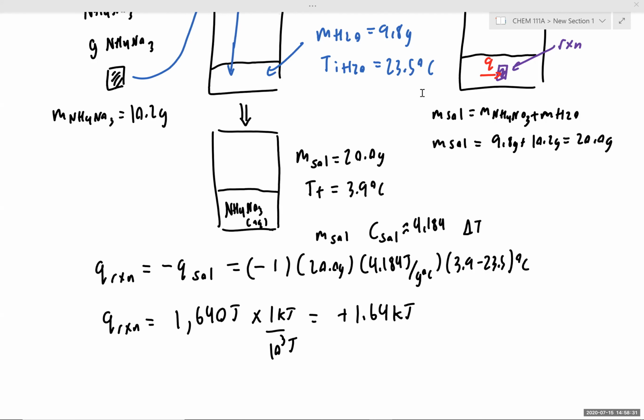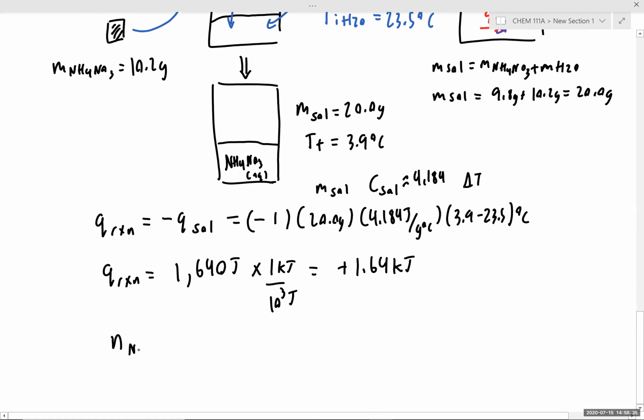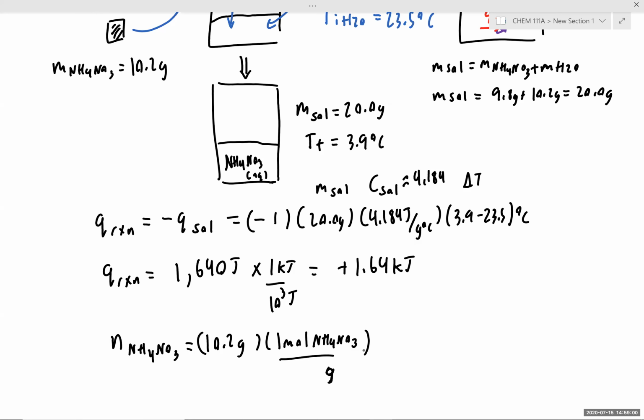Okay, so now that we have the heat of reaction, we can calculate the moles of ammonium nitrate that participated in this dissolving process by taking 10.2 grams and dividing by the molar mass. So we know in 1 mole of ammonium nitrate, we have how many grams? What is the molar mass of ammonium nitrate? 80.0 grams, yep, perfect. And that in turn gives us, for the moles of ammonium nitrate, 10.2 over 80.0. That gives us 0.1275 moles of ammonium nitrate.